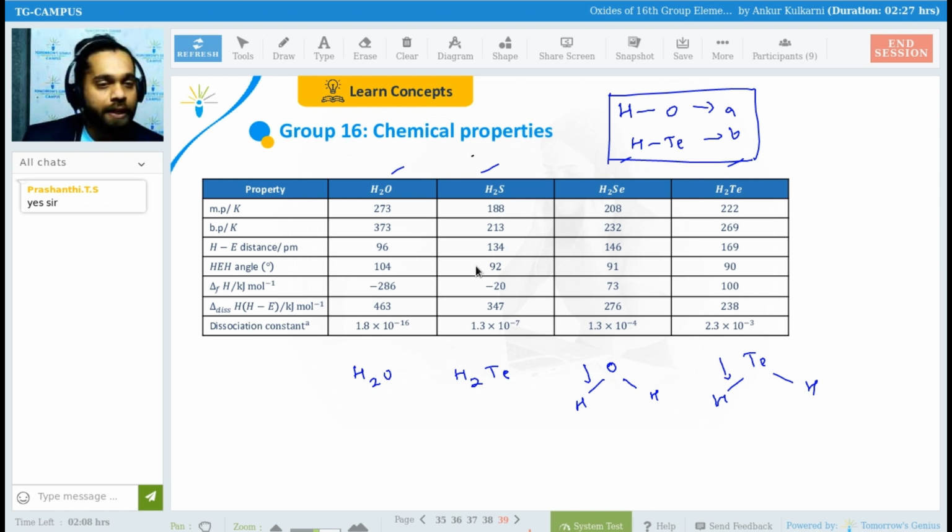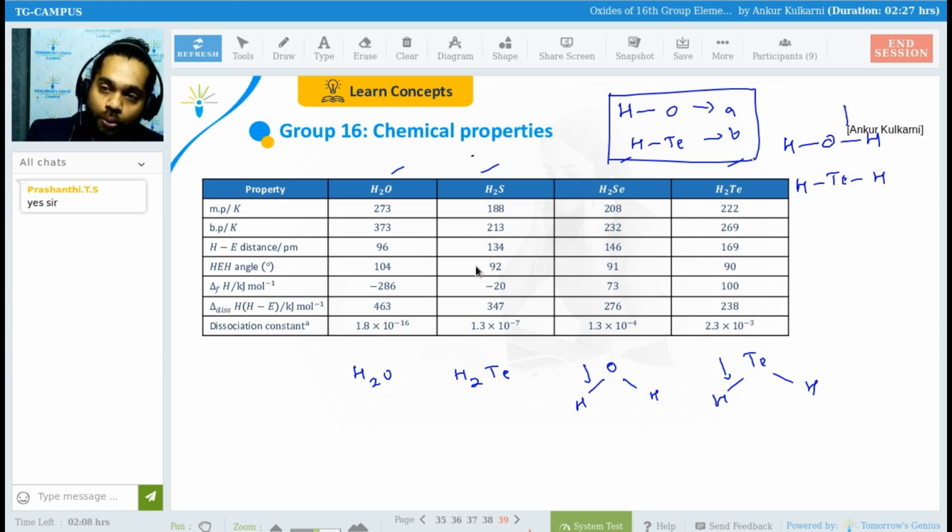Then Sindhuja, come on, you tell me why you think B. Sir, in B, oxygen, double bond is present. No, no double bond logic. I'm just talking about the OH bond. There is no double bond over there. Where do we see a double bond? No double bond. I'm just asking about this single bond OH, single bond TEH. Which one will break better?